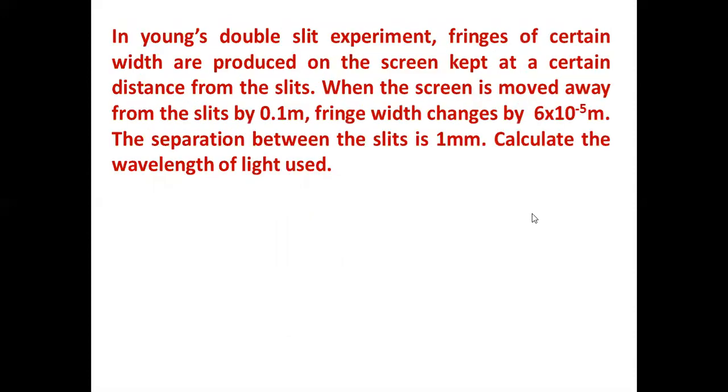Okay. In Young's double slit experiment, fringes of certain width are produced on the screen, kept at a certain distance from the slits. So, when the screen is moved away from the slits by 0.1 meter, I am moving the screen away. That means the new screen distance is 0.1 plus the previous one. Suppose the previous one is capital D. The new distance is capital D plus 0.1. The fringe width changes by 6 into 10 to the power minus 5 meter.